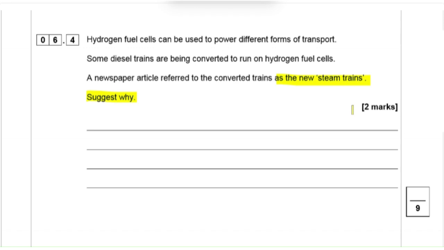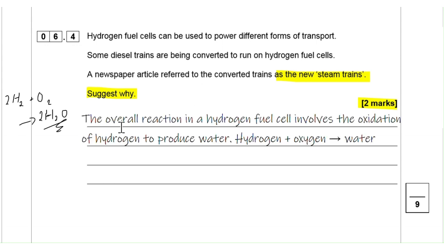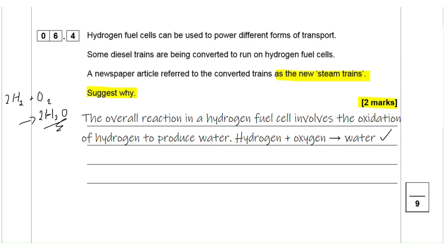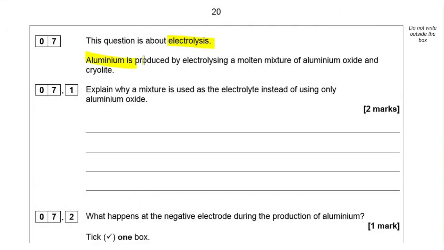So, what do we know about a fuel cell? Well, in a fuel cell, hydrogen reacts with oxygen and the product is water. And this is often produced as steam, hence the reference to steam trains. So, to get 2 marks, the overall reaction in a hydrogen fuel cell involves the oxidation of hydrogen to produce water. Hydrogen plus oxygen gives water. That's a mark. And the water produced is released as steam. 2 marks.